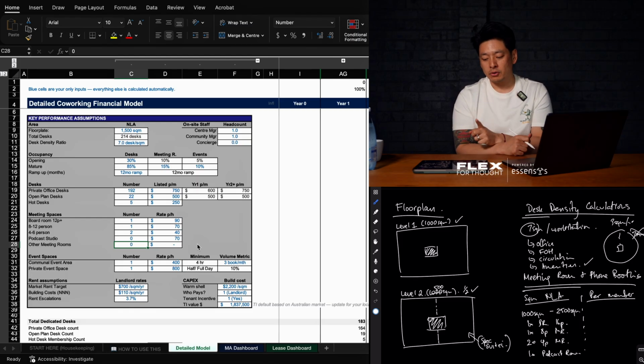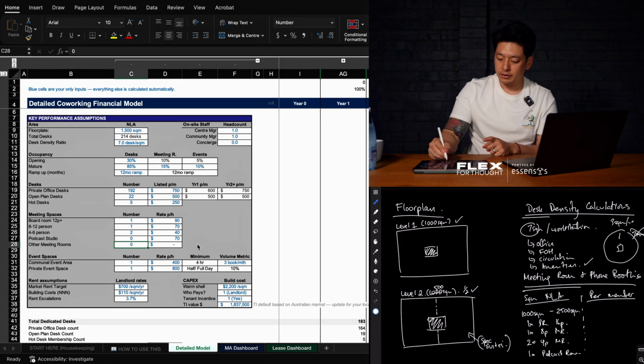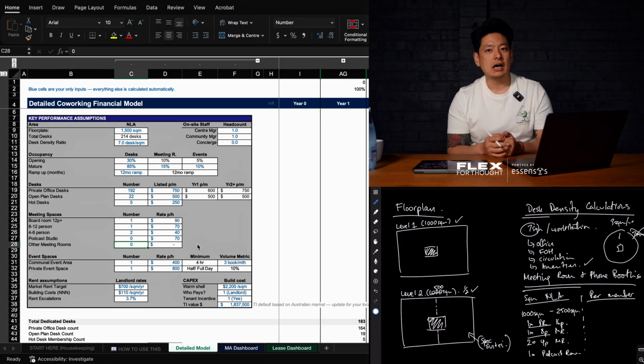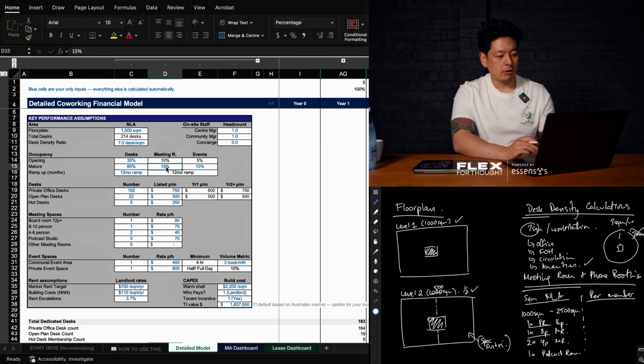I don't like going more than the boardroom or the 8 person because they're hard to fill. And the majority of the time as an operator, you're giving them away for free as some sort of meeting room credit or hours, right? So that's why when we go back to the model, the meeting room occupancy is set to 15%. I'll set it back up to 22%.